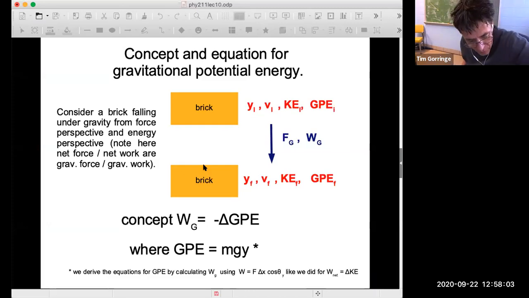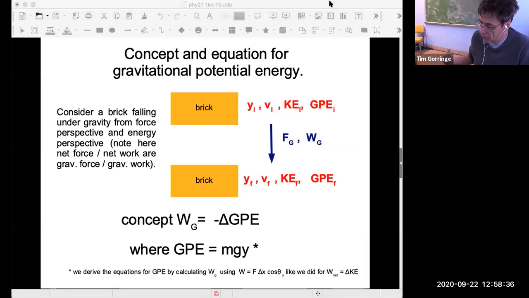Okay, so I want you to imagine this situation, and I want to use it to introduce gravitational potential energy as a concept, and secondly, the equation for gravitational potential energy in terms of the properties of the object and the location of the object. So what we're considering in this little sketch is a brick falling from the skyscraper to the floor. Here's the brick at the top of the skyscraper, and here's the brick just before it hits the floor. This is the initial height, y subscript i for initial. This is the final height, y subscript f for final. And this is some initial velocity, vi, some final velocity, vf.